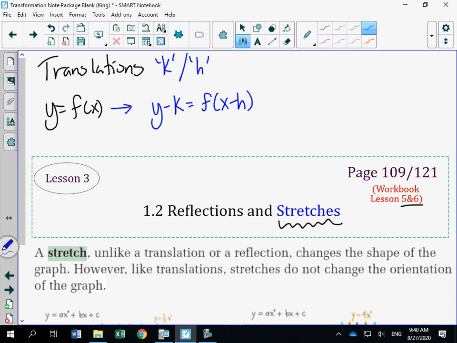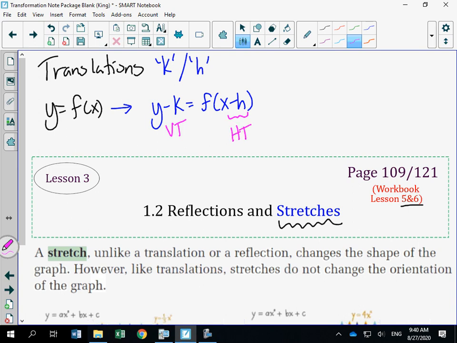And then you just need to be able to look at this and say to yourself, okay, this k value, which I could also write on the right-hand side of the equation by adding k to both sides, was your up and down move, and that was called your vertical translation. And your h value moved your graph left or right, and that was called your horizontal translation.